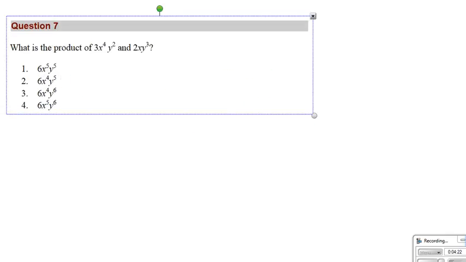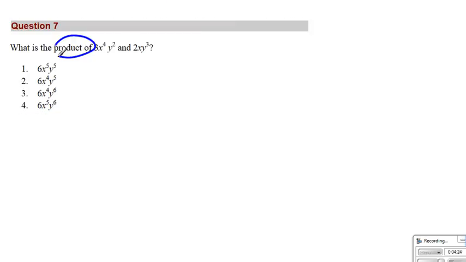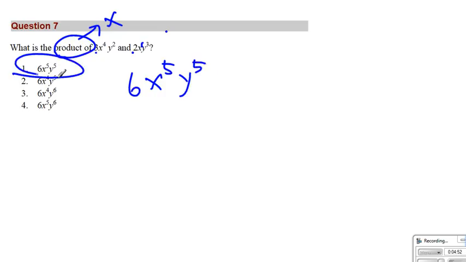Alright, let's move on to number 7. Product here means to multiply. Now let's multiply them together. 3 times 2 becomes 6. I have x to the 4th power, but I don't have anything, which means x to the 1st power is hidden. When you multiply by the same base, what are you going to do? You're going to keep the base, so therefore we're going to have x to the 5th power. How about y? Y squared and then y to the 3rd, when you combine them, becomes y to the 5th. So therefore our answer seems to be choice number 1.